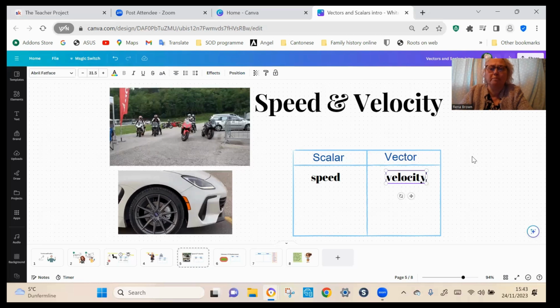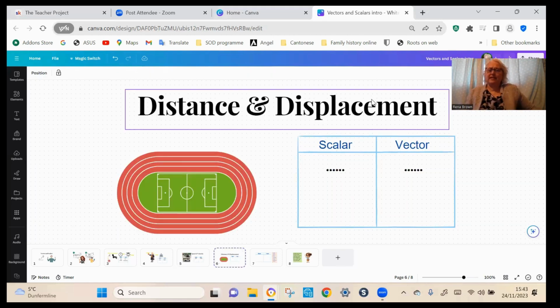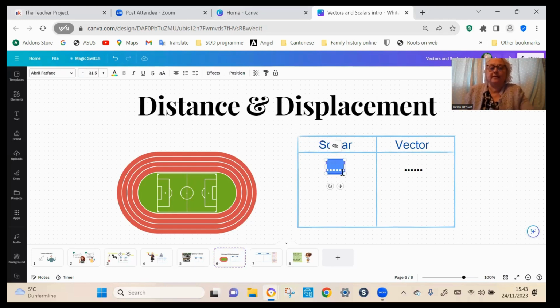Let's try a couple more. 30 miles an hour. You're right, that's a scalar. 30 miles an hour east. That's the vector. Okay. Now, same with distance and displacement. One of them is very familiar to us, the word distance, and that is our scalar. And displacement is our vector.